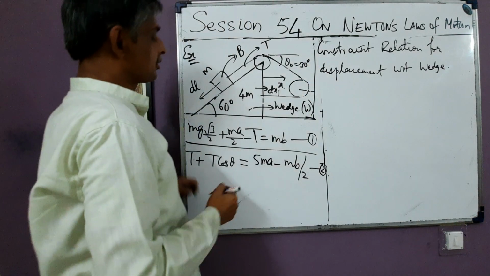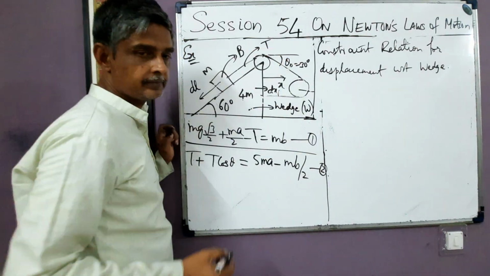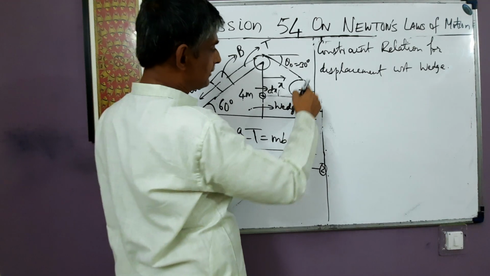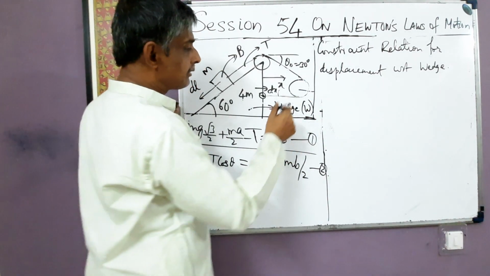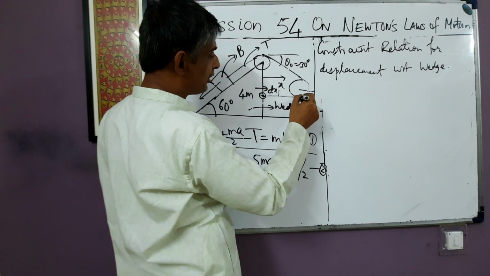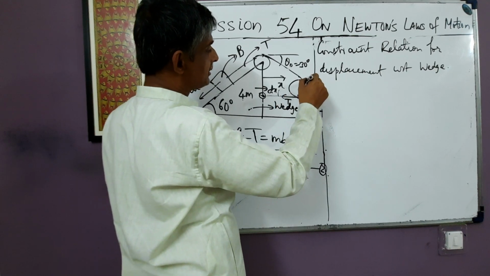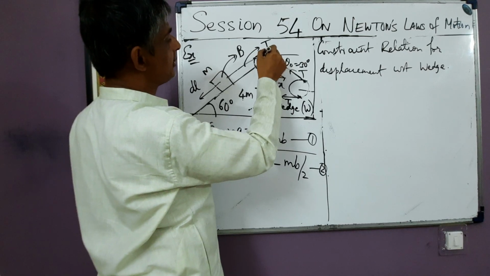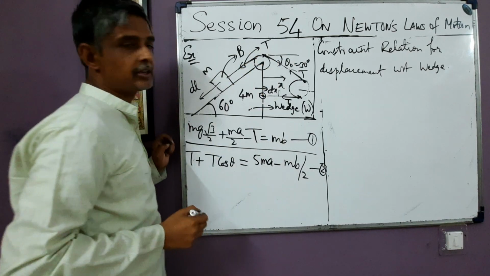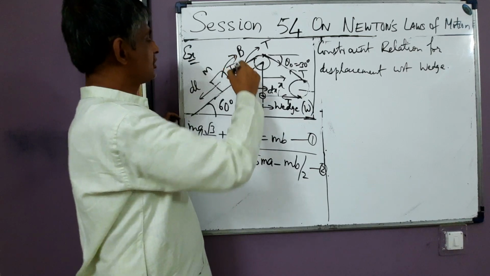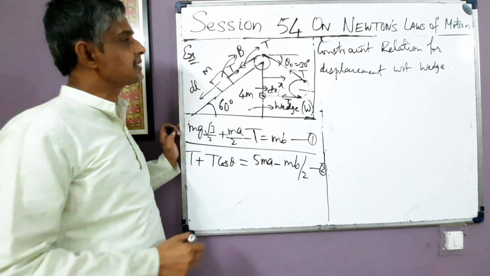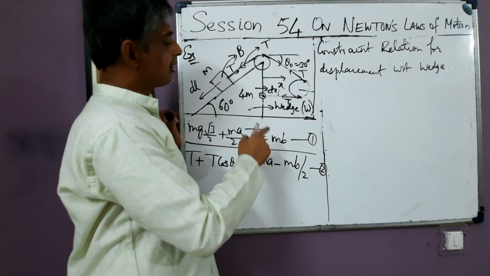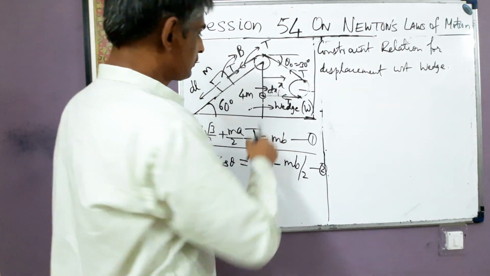Now see, this is a string. This string is in contact with the wedge at this point, and it is in contact with this pulley at this much portion. Equivalently, we will say that this string exerts force on the pulley at only 2 points: at the lowest point, T on this side, and at this point, T on this side. On this block, T acts in this direction. Now we will write down the constraint relation for displacement with respect to the wedge. Force dot displacement is work done. We have to take all the displacements with respect to the wedge frame. So we'll start from here.